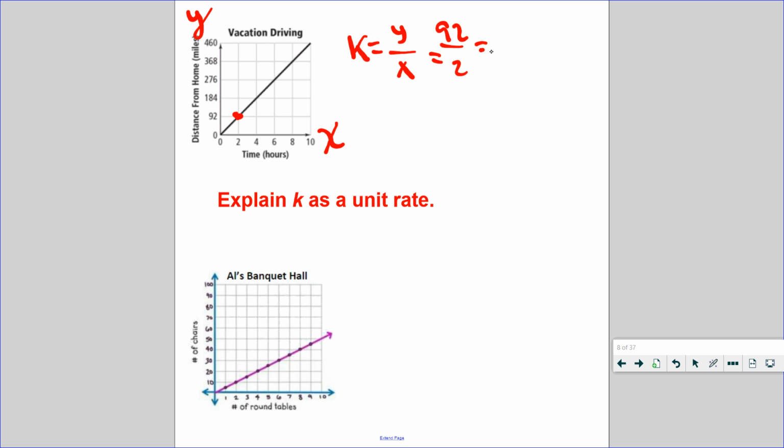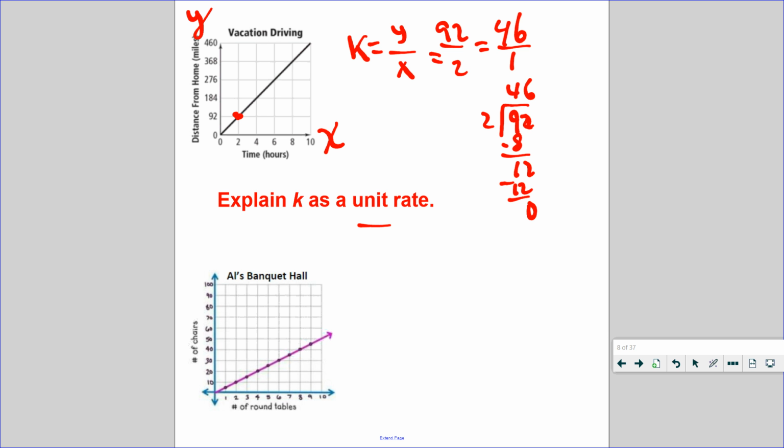So the distance from home depends on how many hours you've driven. So what is 92 divided by 2? 2 goes into 9 4 times. 2 goes into 12 6 times. So it's 46 over 1. I don't know what that means. Explain it as a unit rate. So my distance from home is 46 miles in 1 hour. So every hour you're 46 miles away from home.